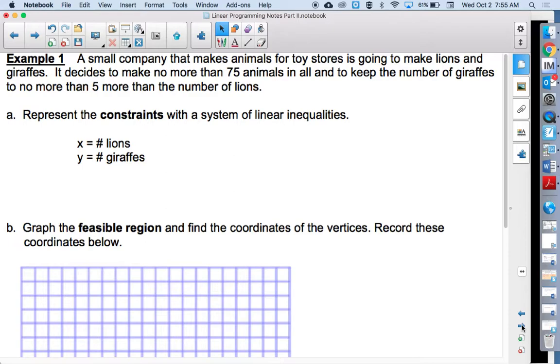So when it says represent the constraints, a constraint we said yesterday was a restriction. So see if you can try and come up with a system of inequalities. So how are we restricting the graph? What inequalities would the information in the paragraph give us? So just try and write them down right now. See if you can write a couple down. I have 4. So I've got 4 inequalities. See if you can come up with 4.